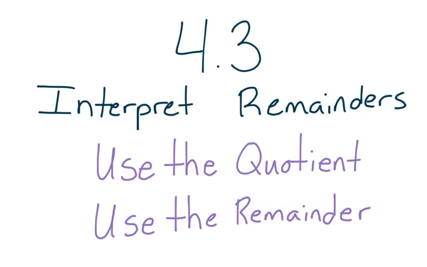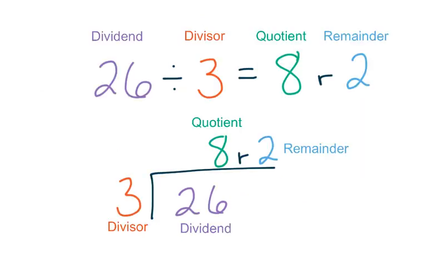There are two other ways that we're going to interpret the remainder that we're going to talk about tomorrow, but we broke this lesson up into two pieces. So we're going to be looking at word problems. Let's first start by looking at all of the pieces of our division problems and what those different pieces mean.